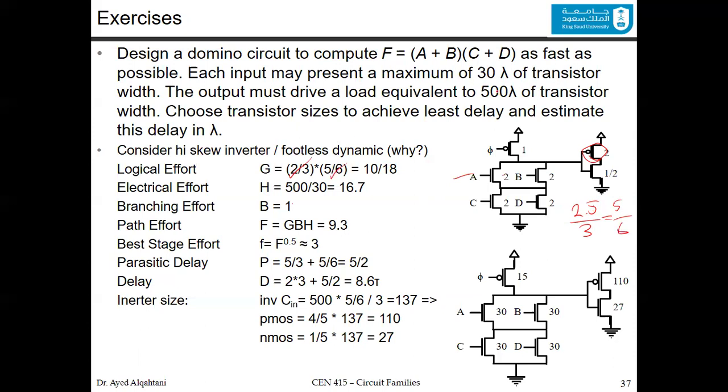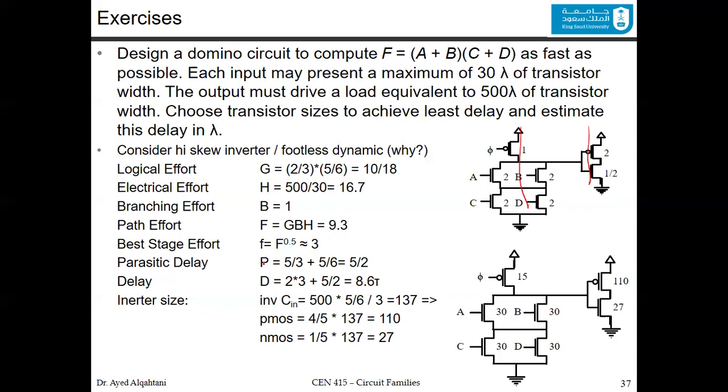And now we get G. H is given actually, 500 divided by 30. The branching, there is no branching here, so it's equal to 1. You can multiply those 3 and you get the capital F, 9.3. To get F hat, you should know how many stages you have here. You have 2 stages, stage number 1 and stage number 2. So it's the square root of F, which is 9.3, which is around 3. We know that the square root of 9 is 3, but the 0.3, you just get rid of it.